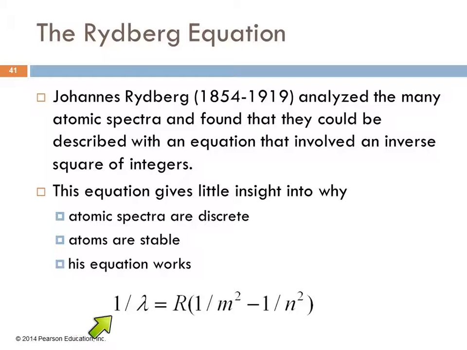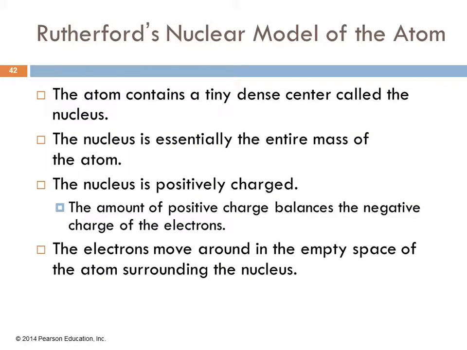So here's his equation for what it's worth. 1 over the wavelength is equal to the Rydberg constant times the quantity 1 over m squared minus 1 over n squared. m and n are integers. So, just coming up with this equation is quite an accomplishment in and of itself.